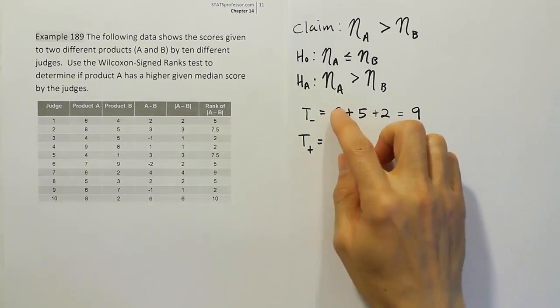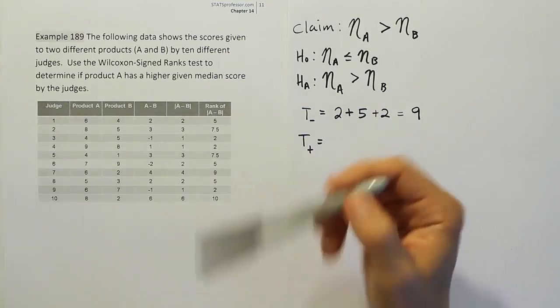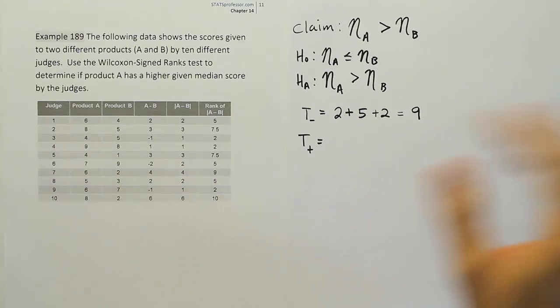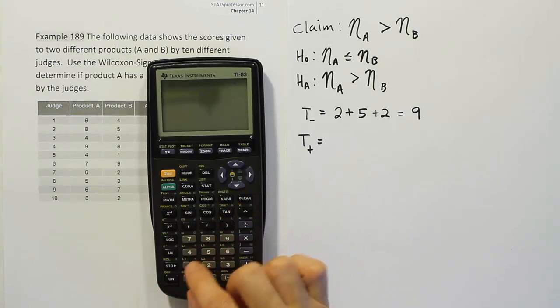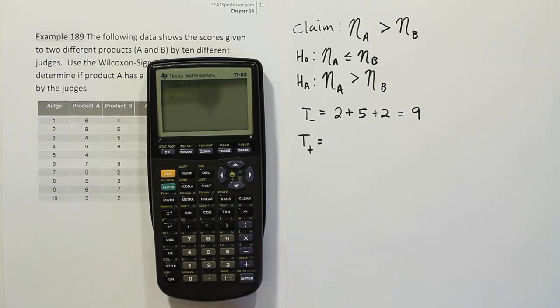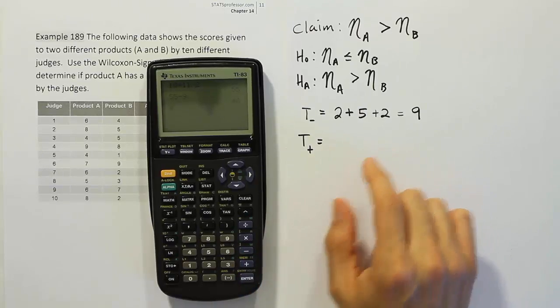And by the way, you can get this from subtraction. The reason why we'll be able to get it from subtraction is we don't have any ties, right? So we have 10 unique pairs. So our rank total, if you remember what we said before, would be 10 times 11 divided by 2. So 10 times 11 divided by 2 will give you 55. So in other words, our rank total should be 55 minus 9, so T positive should be 46.